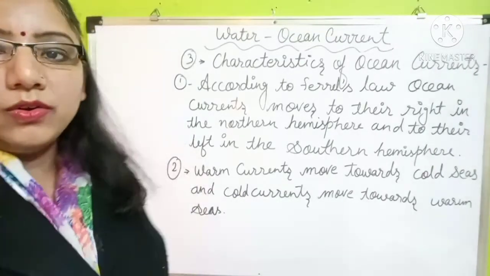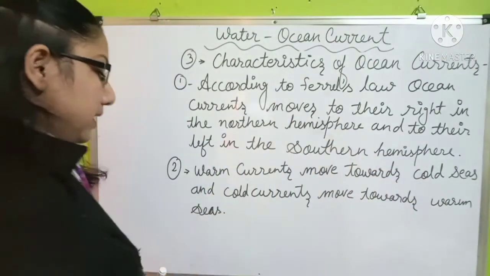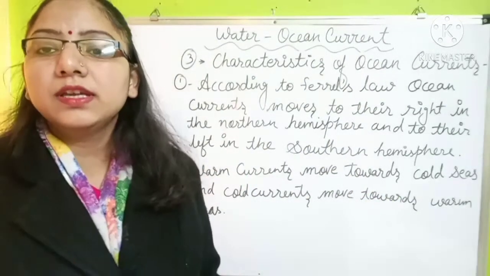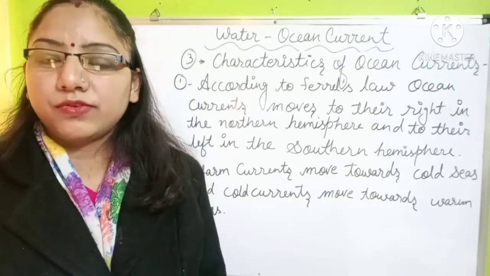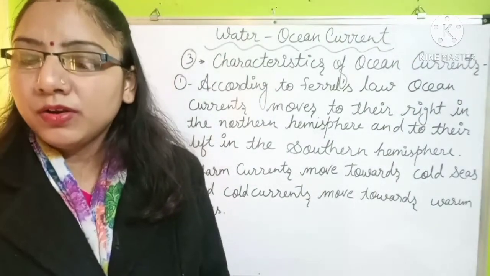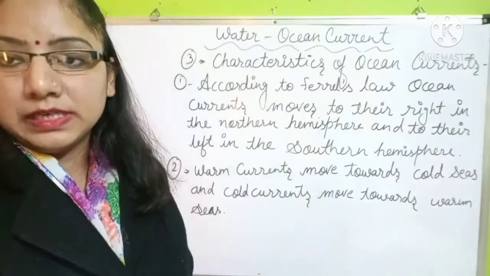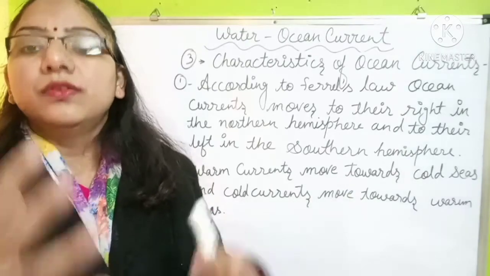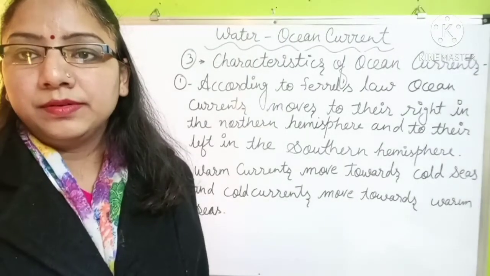The second characteristic of the ocean water is that the warm currents move towards the cold sea and the cold currents move towards the warm sea. That we will see in detail when we see the different types of oceanic currents. But the meaning is that the movement of warm water, the warm current, is always towards the cold sea, and the movement of the cold current is always towards the warm sea. So it is the second characteristic of the ocean current.